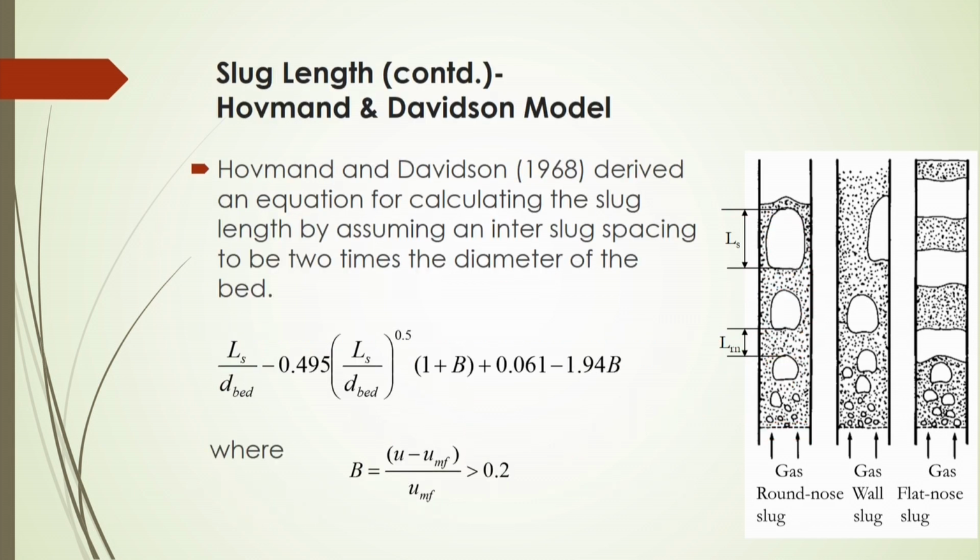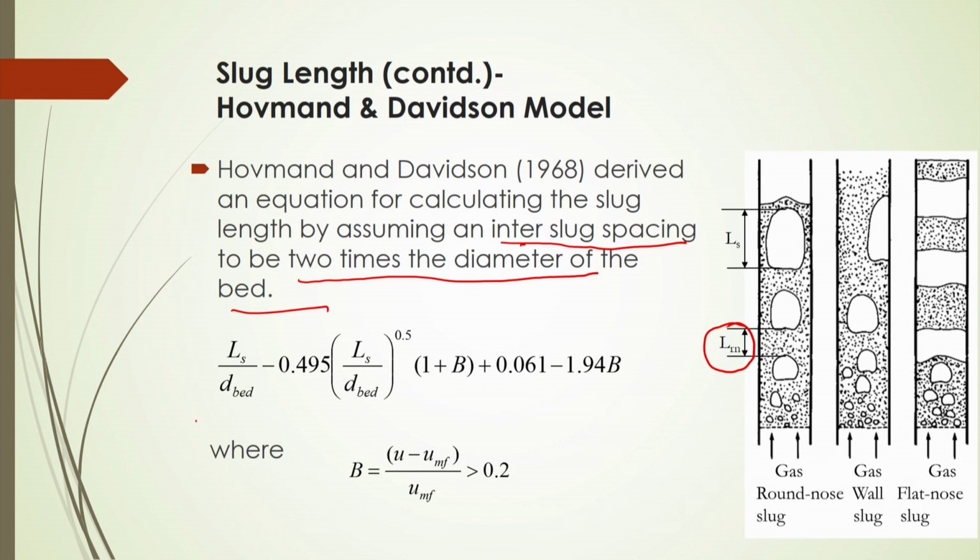Now, Hovmand and Davidson 1968 derived an equation for calculating the slug length by assuming an interslug spacing to be 2 times the diameter of the bed. They have taken straightforwardly that the number of beds will be equal to 2 here. In this case, this Ls, that is slug length, by assuming interslug spacing, that means between 2 slugs what will be the distance, that is called Lm. This Lm, the interslug spacing, is 2 times the diameter of the bed.